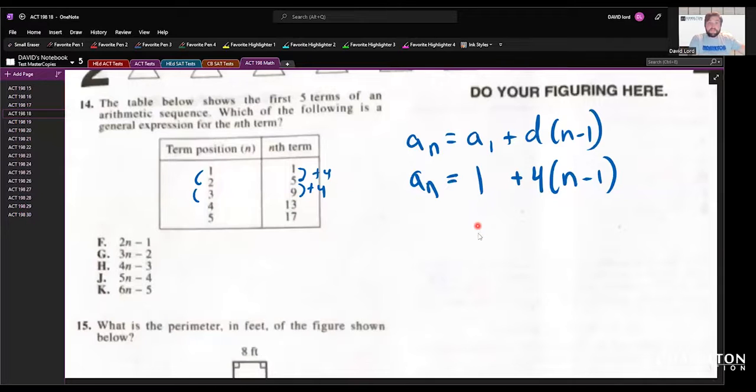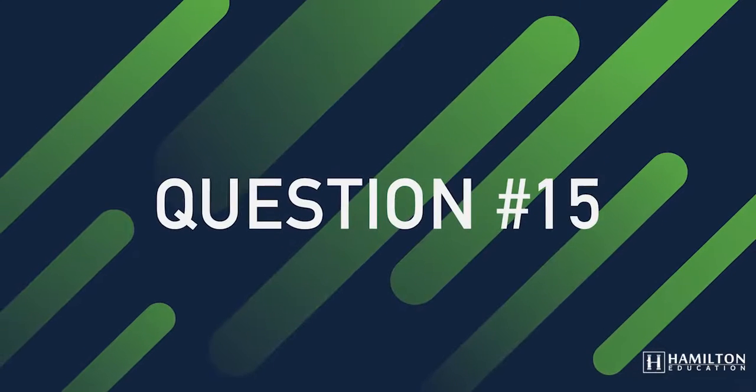Looking at the answers, I have to simplify it a little bit further. 1 plus 4n minus 4, and that gives me 4n minus 3. The answer is H. Question number 15.